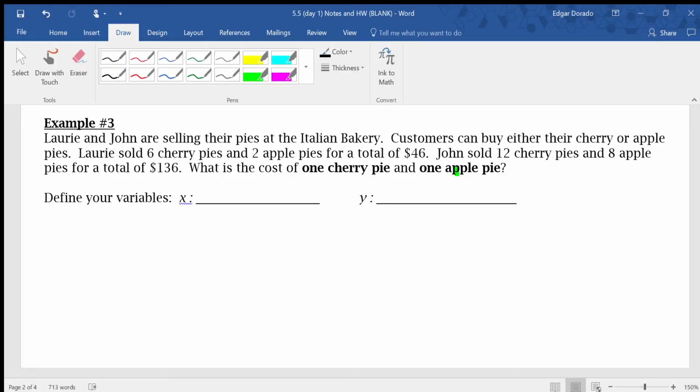Okay, so it says define your variables. Well, the first one that I can definitely say is that I have 1 cherry pie. So we're looking for a cost. So the variable x, I'm going to go ahead and call it cost of 1 cherry pie. And then my y is going to be cost of 1 apple pie.